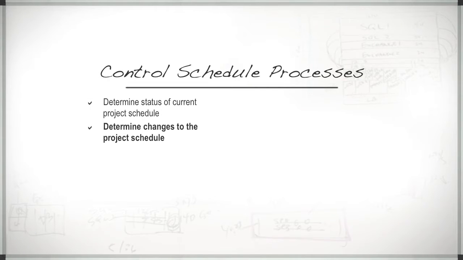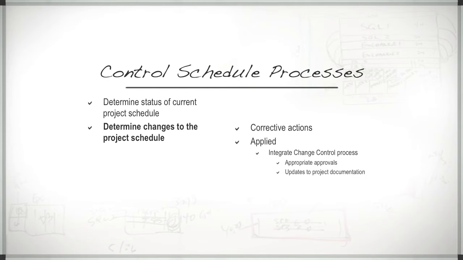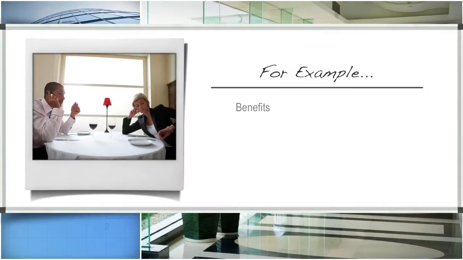Determine changes to the project schedule. Based upon corrective actions or changes in scope, the control schedule process will be applied to ensure that changes to the project schedule are fully vetted through the Integrate Change Control process with appropriate approvals and updates to project documentation, so that a comprehensive update incorporates change across the project management plan and all respective subsidiary plans. The benefit of determining changes to the project schedule permits the project team to oversee change activities to ensure that the impact of the change does not create an undue risk to the project.